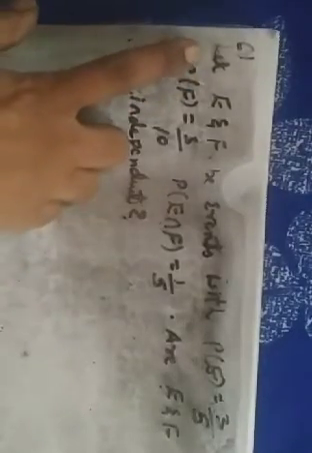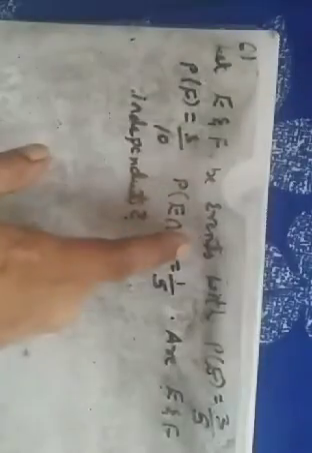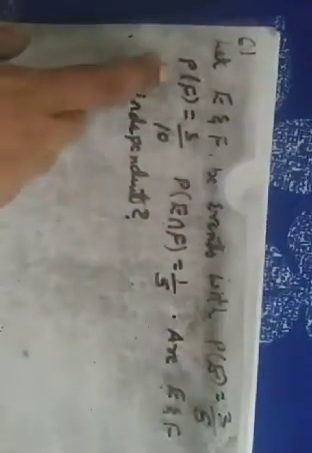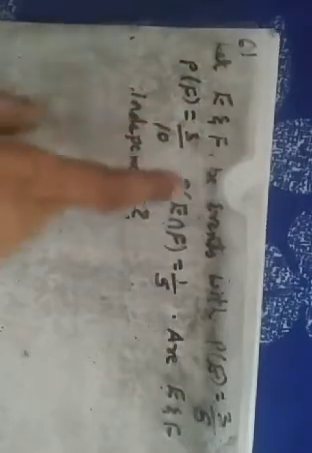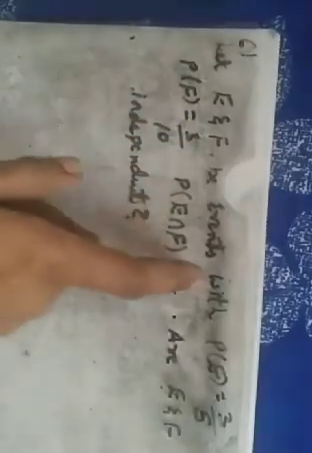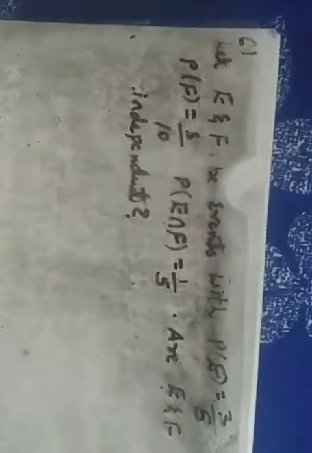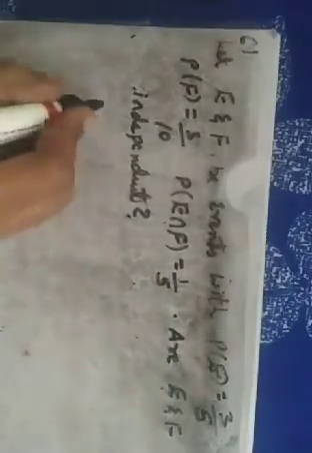Write down the next question. Let E and F be events with P of E equal to 3 by 5, P of F equal to 3 by 10, P of E intersection F equal to 1 by 5. Are E and F independent? We have to tell whether E and F are independent.